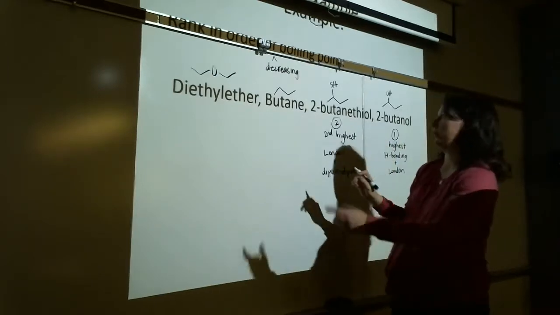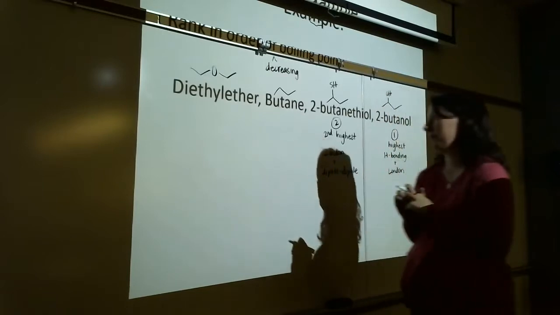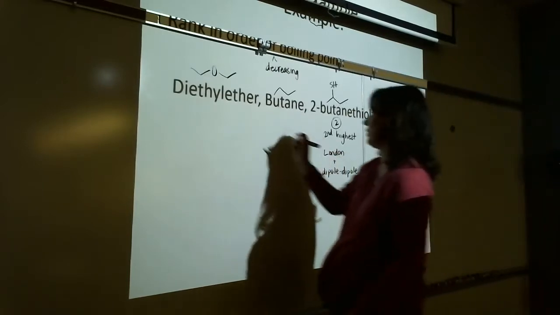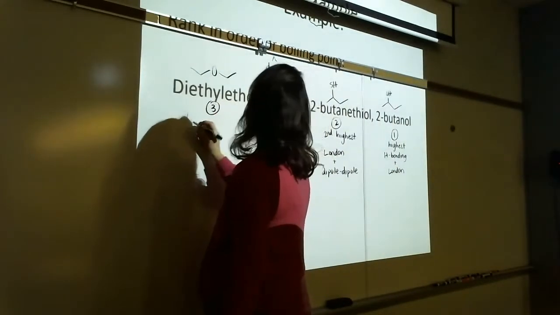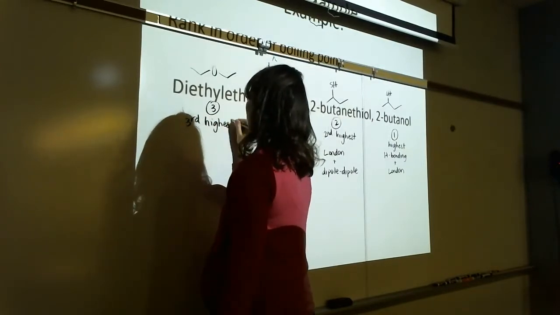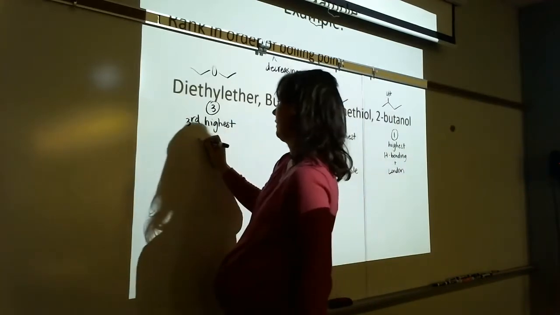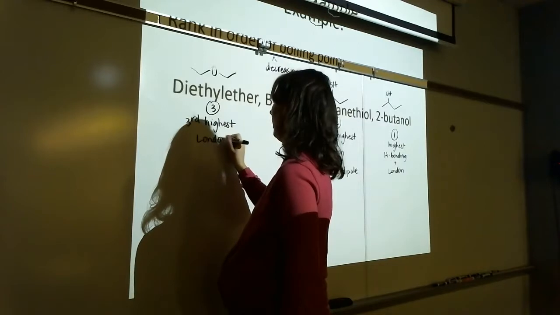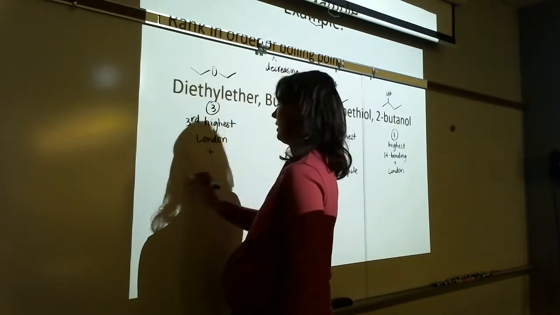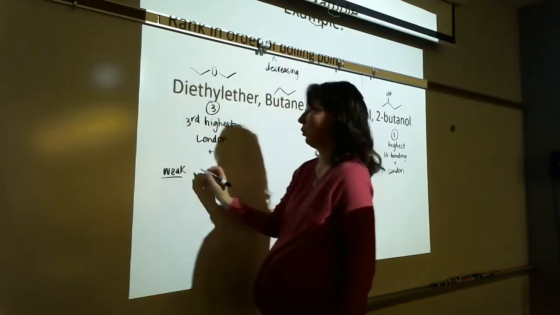All right, now we're trying to choose the third. Who's third in line? The ether, right? So this is third highest. And again, it's a big jump between here and here. So what are the IMFs here? This is London and what else? It's weak dipole-dipole, right? Make sure you emphasize that it's weak. Those are wimpy dipole-dipole.